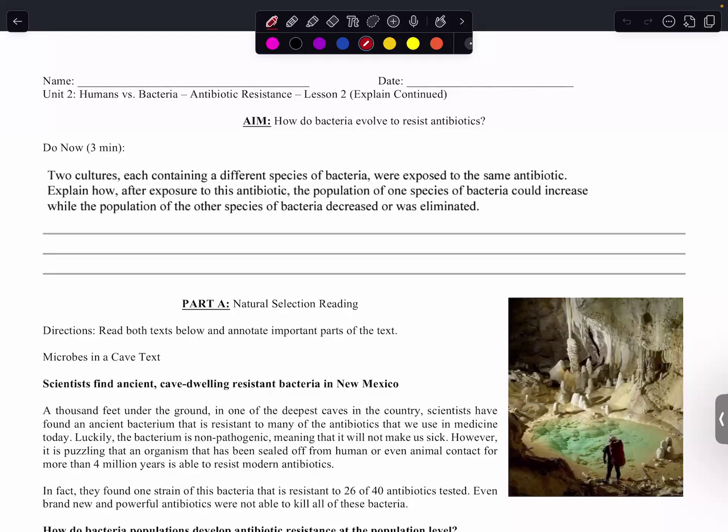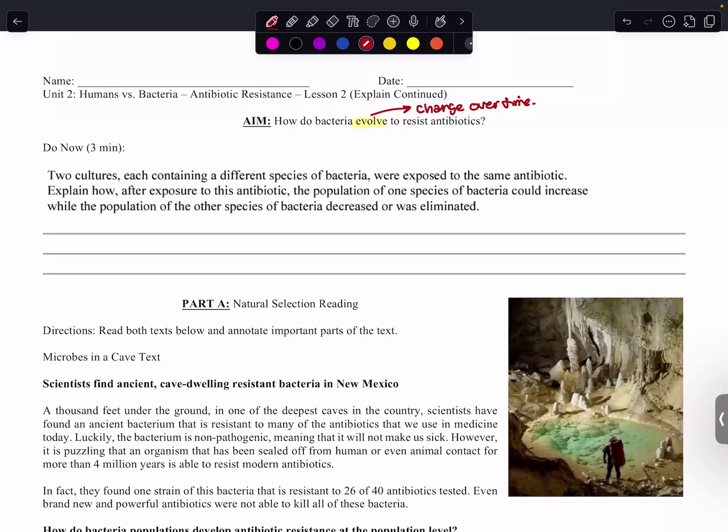And our aim says, how do bacteria evolve to resist antibiotics? All right. And whenever we talk about evolve, we've annotated this before, right? It's a change over time. So, how do bacteria change over time to resist antibiotics?